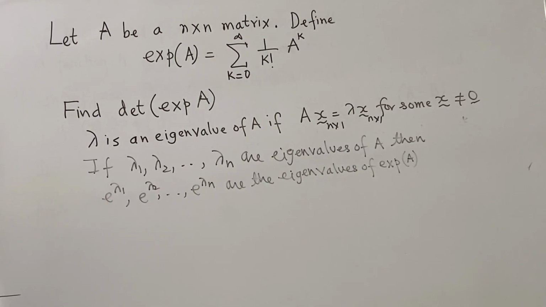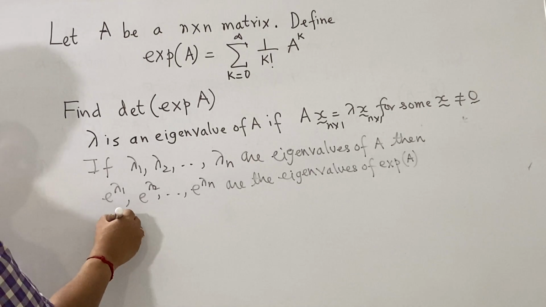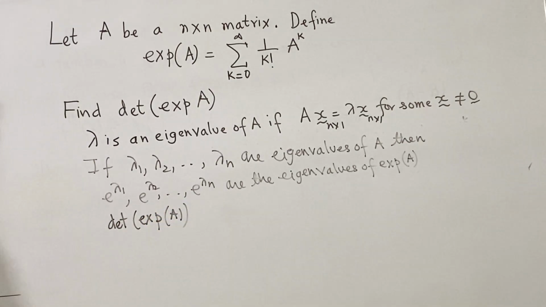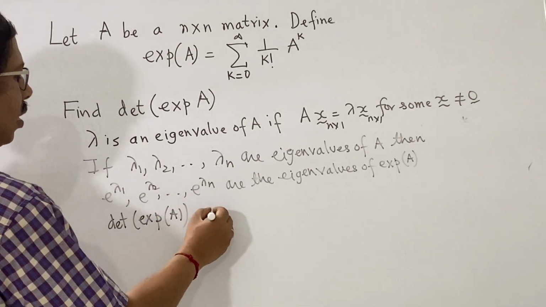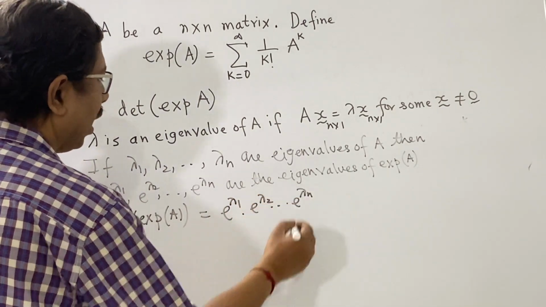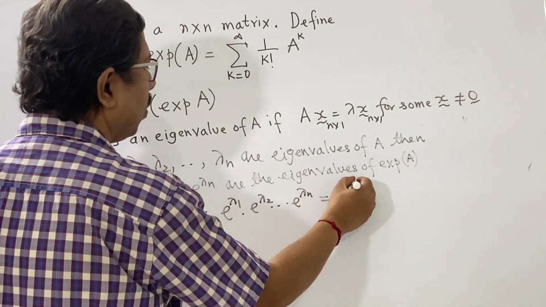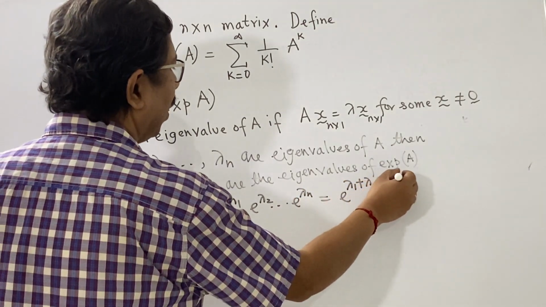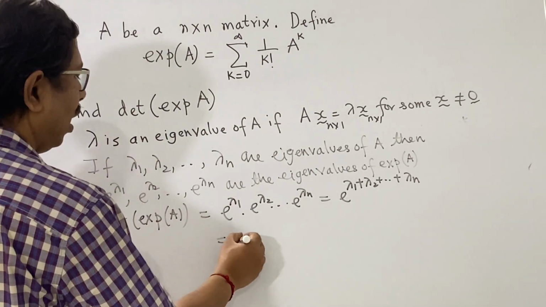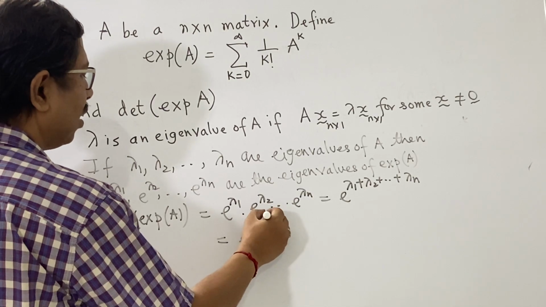Now, once we have the eigenvalues of exponential A, obtaining the determinant is straightforward because the determinant of the exponential of A is nothing but the product of the eigenvalues, which is e to the power lambda 1 into e to the power lambda 2, etc., e to the power lambda n. And this is nothing but e to the power lambda 1 plus lambda 2 plus ... plus lambda n. Now, the sum of the eigenvalues is called the trace. So, what we have got here is e to the power the trace of A.